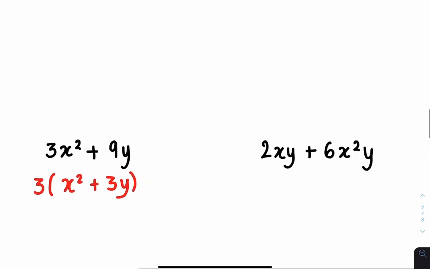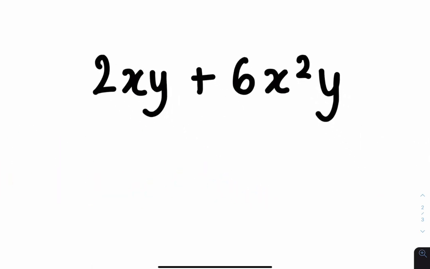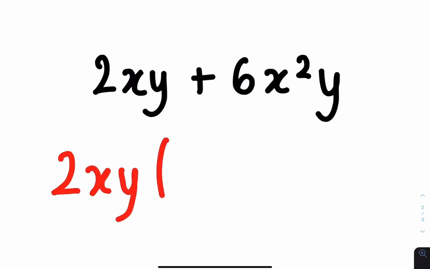And the final example. Here we have 2xy plus 6x squared y. Now, what is the highest common factor? Well, in terms of the numbers that are there, the highest common factor of 2 and 6 is 2. And they each have an x and a y. So when you open the bracket now, 2xy multiplied by what gives you 2xy? Just 1.